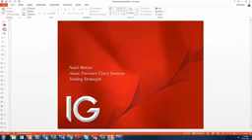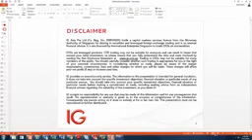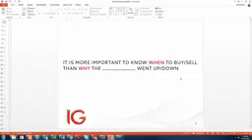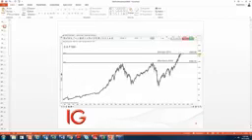So what I'm trying to cover today is how you can use the chart to help you make decisions. And this quote that I have here: it's more important to know when to buy and sell than why the S&P went up and down. I repeat, it is more important to know when to buy and sell than why the S&P went up and down. You get what I mean? Why is good to know, but when is more important, because this is where you want to make money as a trader, isn't it? So that's where you need to plan your trades.